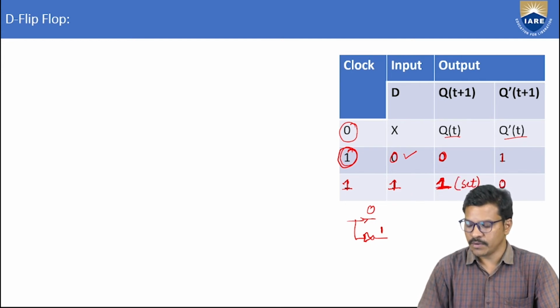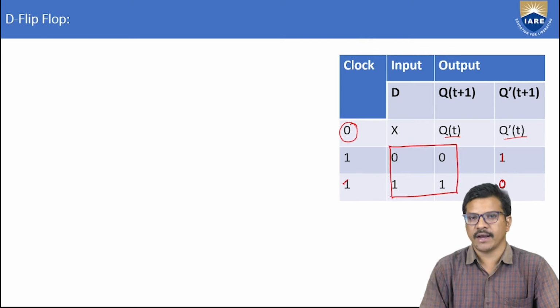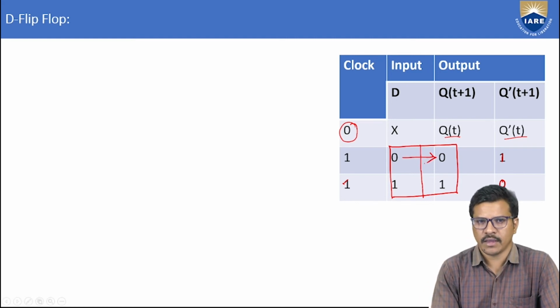Its complement is 0. So simply, if you observe these two columns, whatever data input D is given, the same output passes through the gates.